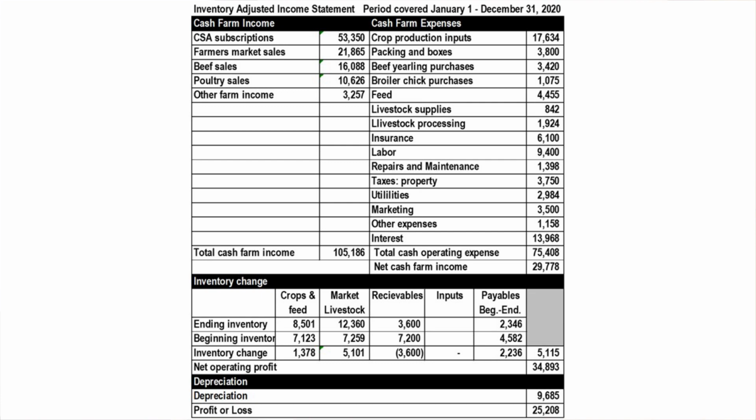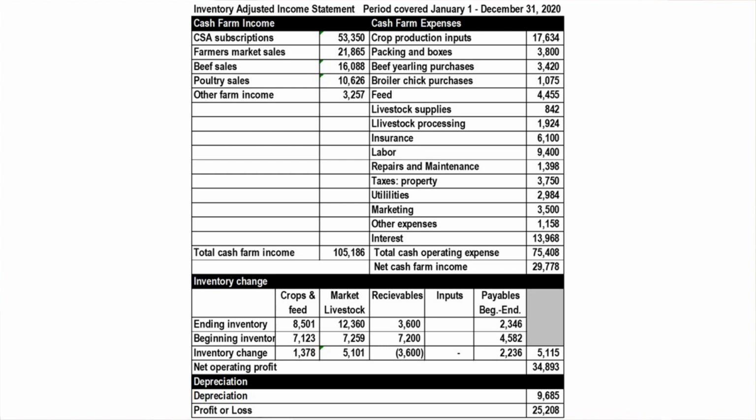All right, so we've got total cash farm income minus expense gives us the 29,778. Then we're going to add in the 5, and then we're going to subtract out the depreciation. So then we have the 25,000. So that shows us what our profitability is. I think dealing with inventory, if you carry things over year after year, so think about beef sales, right? I've got cuts of meat sitting in a freezer.